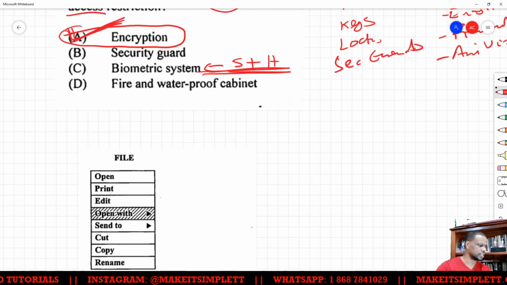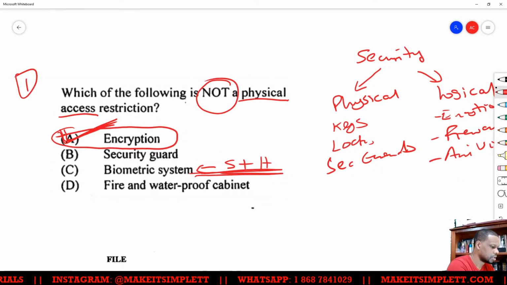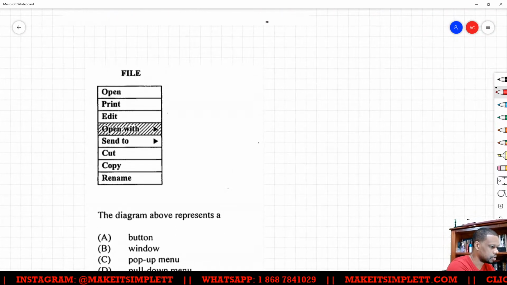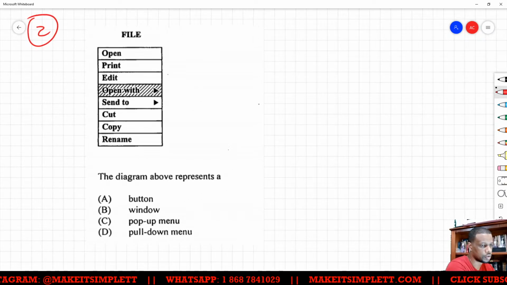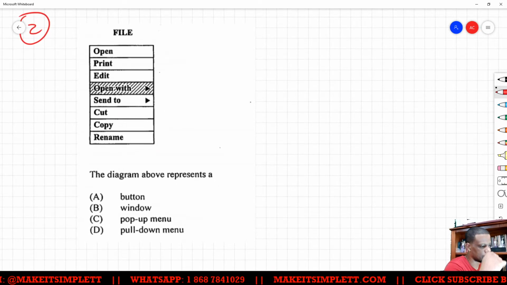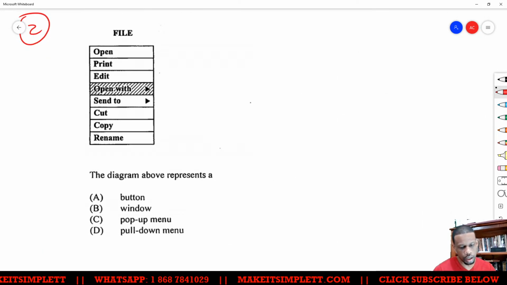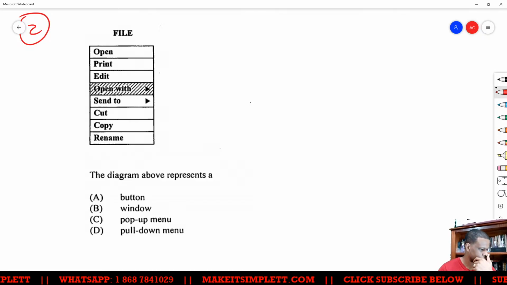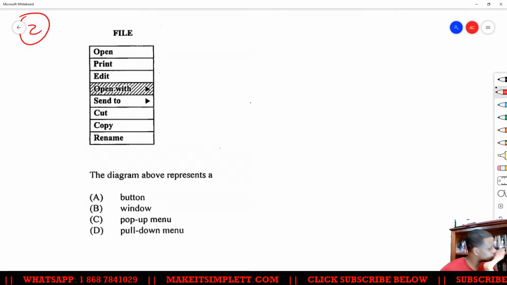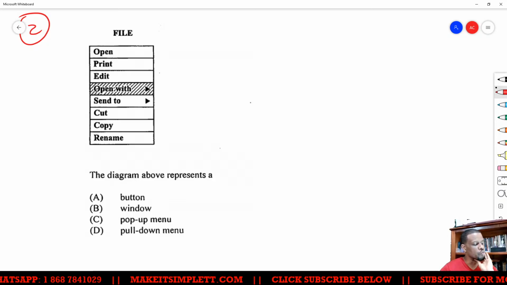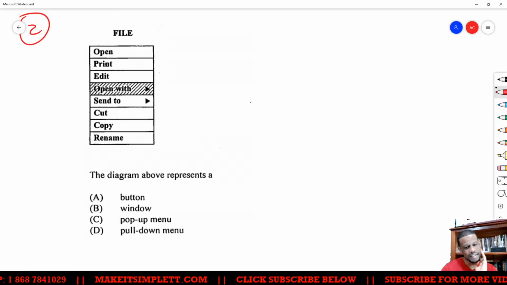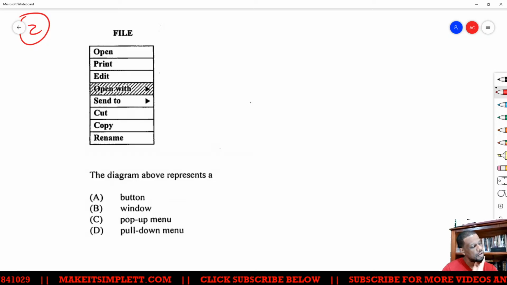All right, next question. So this was 1. All right, next one is 2. All right, cool. All right, so tell me what you think about that one there. The diagram above represents what? I've seen many students get this wrong already. Some of my better students in my lessons classes might get this wrong too.